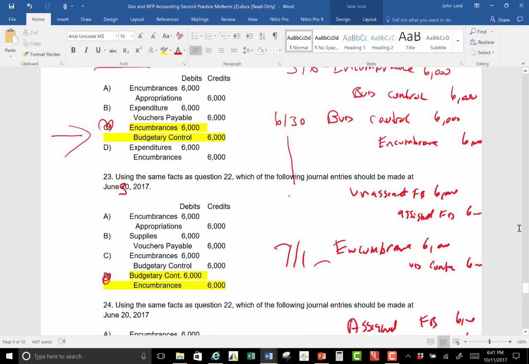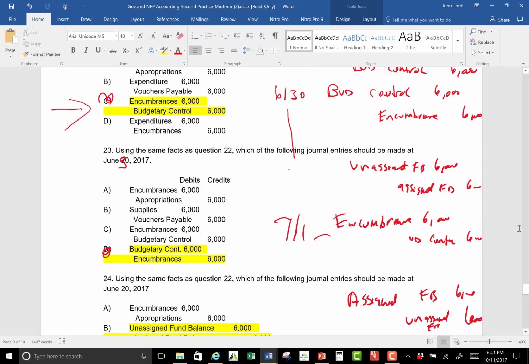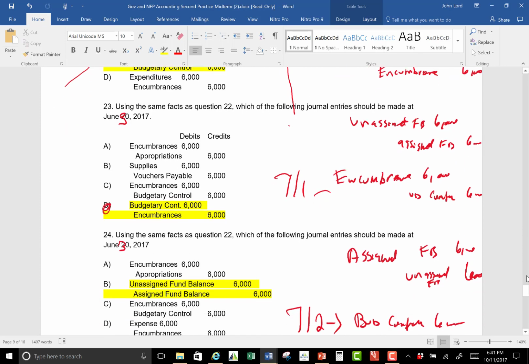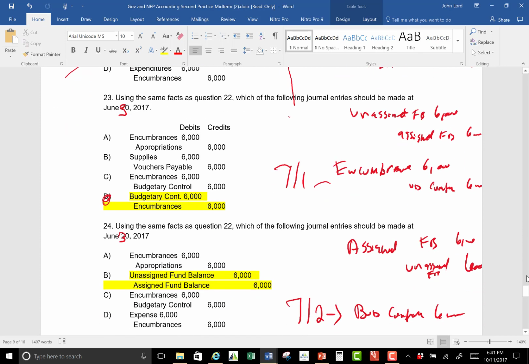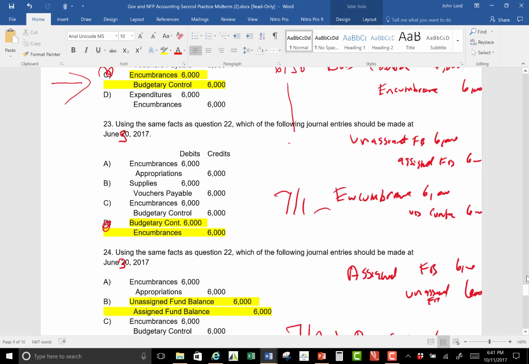Using the same facts, what should we do on June 30th? On June 30th, debit unassigned fund balance and credit assigned for $6,000. You went through the process and you went through July 1st and you debited the encumbrance. You reversed basically what you did last month.